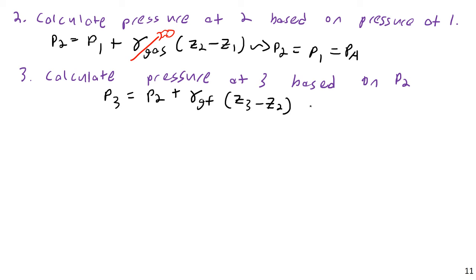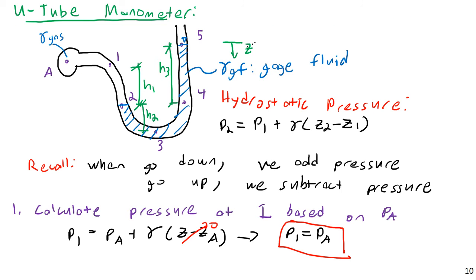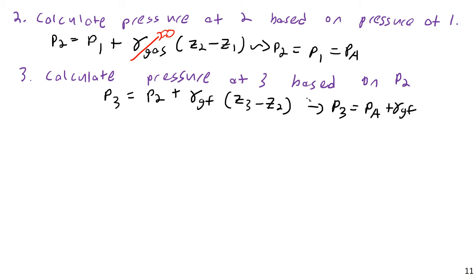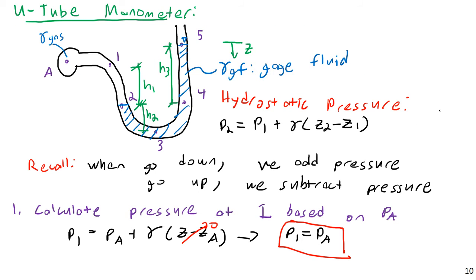Then, simply substituting in, since P2 is equal to PA, and I'm going to try to keep this in terms of PA because that's really what I'm trying to find: P3 is PA plus gamma GF times (Z3 minus Z2). Z3 minus Z2 is going to be this H2. Z3 will actually be a greater number than Z2, because Z is 0 and positive downward. So P3 equals PA plus gamma GF times H2, this H2 here.